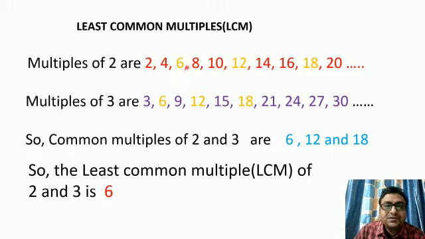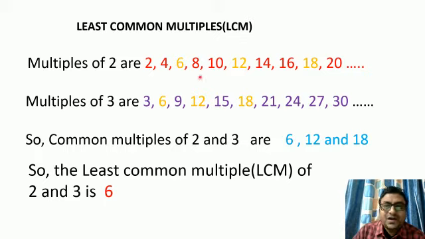See, I made it with yellow color. 6, here also 6, here also 6. Next is 12. Here also 12, here also 12. You will not find 8 here. In the same manner, you will not find 9 here. So 8 and 9 are not the common multiples.